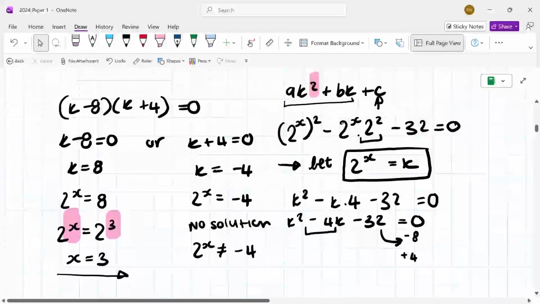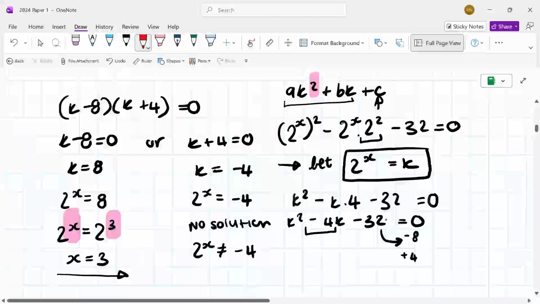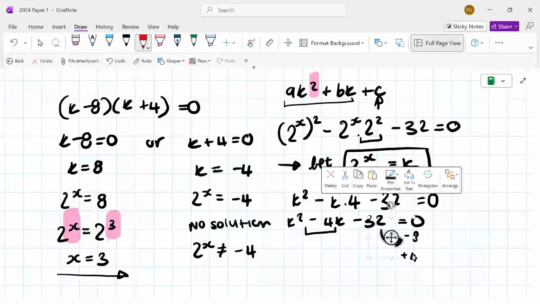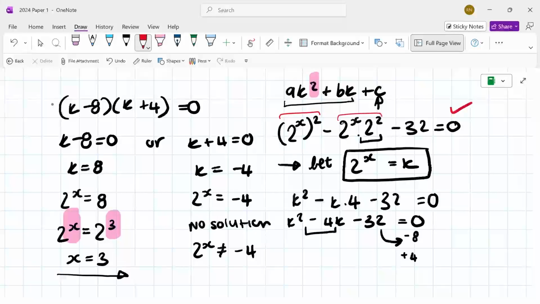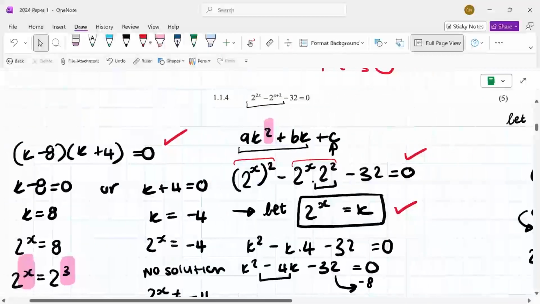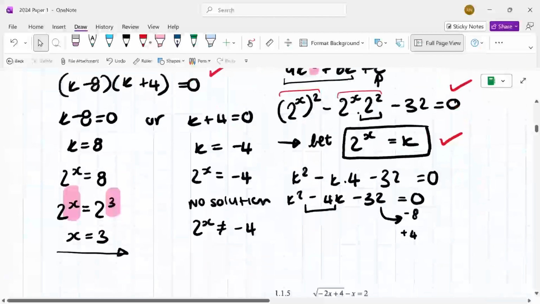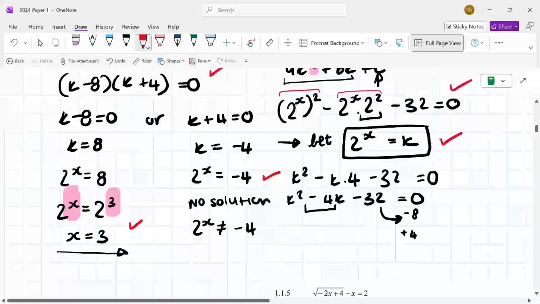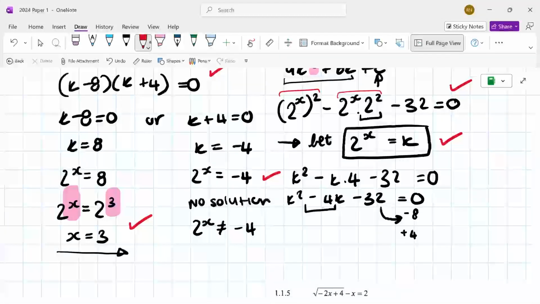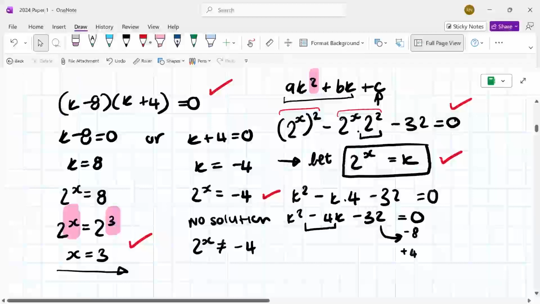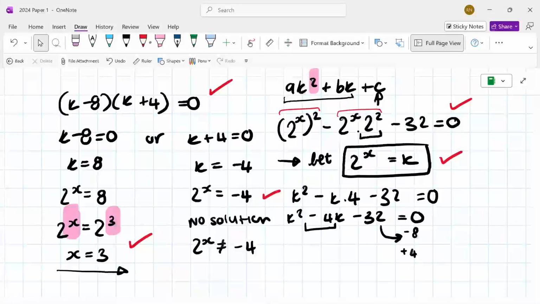So if you guys were wondering where the marks are allocated in this question, you get marks for breaking this down into the different exponents, right? The exponent laws. So you get a mark there. You also get a mark for writing 2 to the power of x equals k. So if you're using k substitution, that's fine. You get a mark for factorizing here. This is out of 5 marks, right? You get a mark for finding out that this one is a no solution, and you get a mark for this one. They've already tested if you can do a trinomial before, so they know whether you know how to do that based on the previous questions.